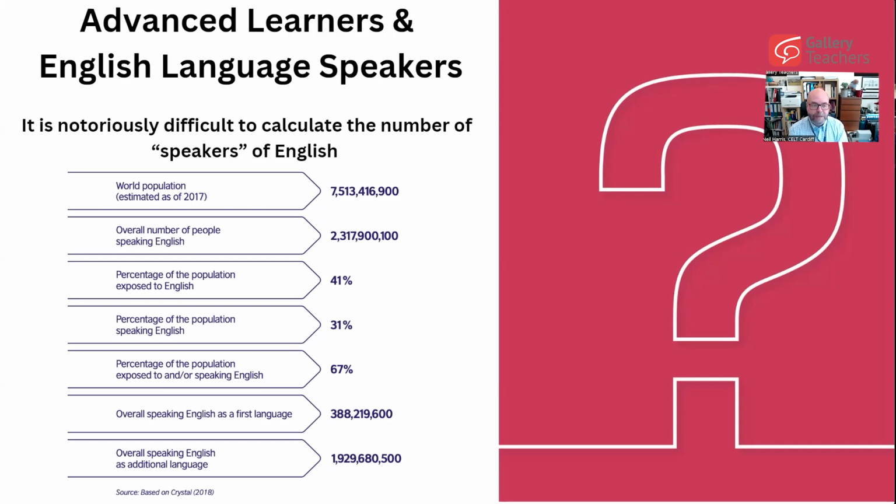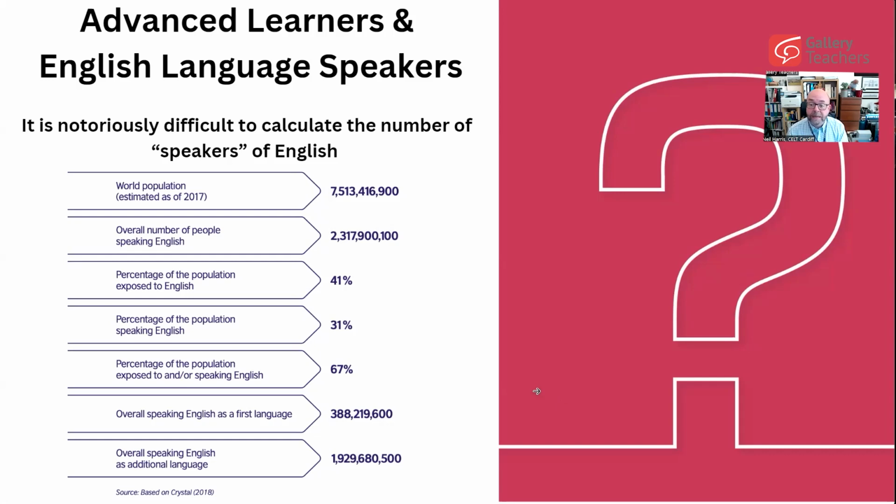We can see from the screen the world population, and we can see as part of that the overall number of people speaking English. But of course, it's very important, isn't it, to define our terms. What does speaking English actually mean? I think it's enough for today's masterclass to make the point that the number of people who speak English as an additional language far, far, far outstrips the number of the so-called native speakers, those who have it as a first language.